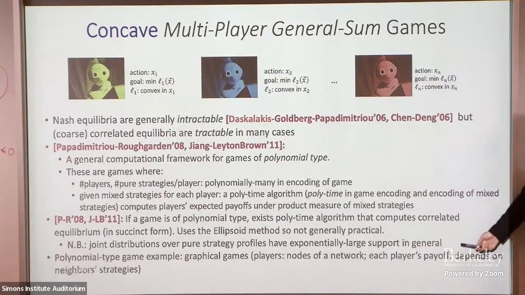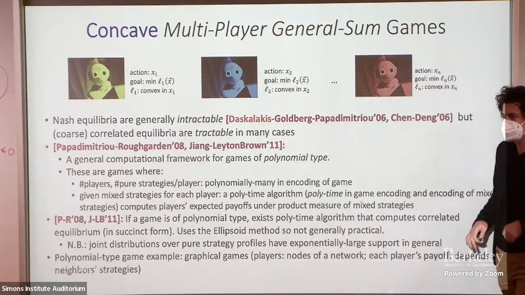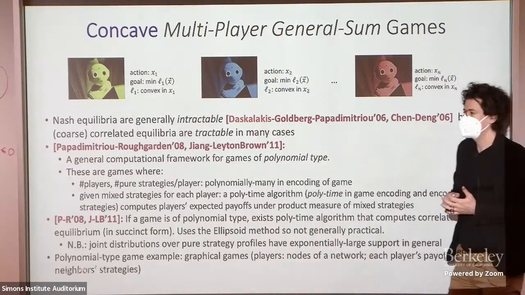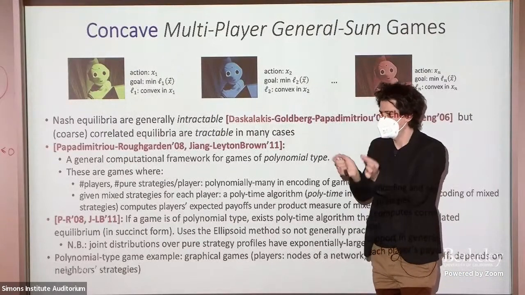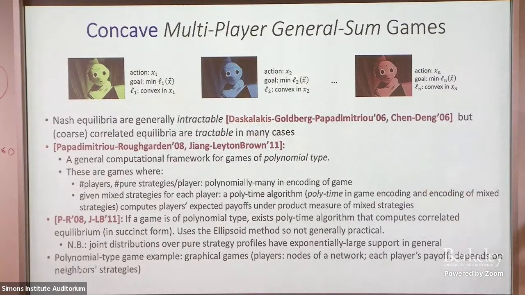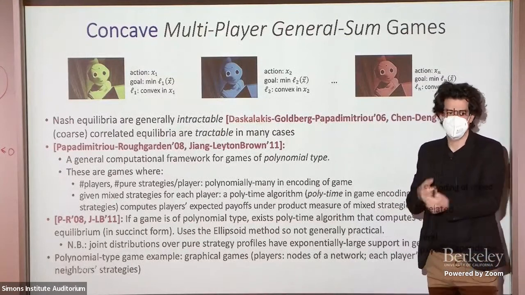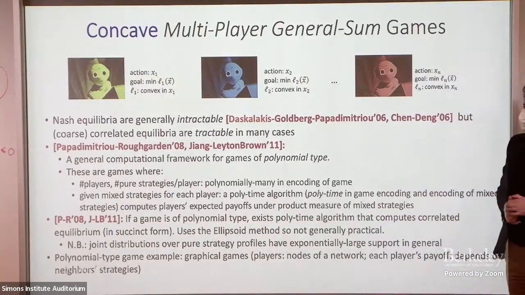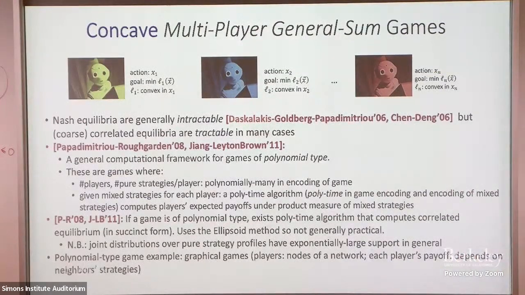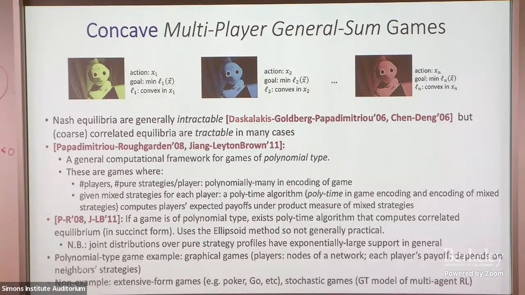Here's an example of games that are of polynomial type. These are graphical games, where players are nodes of a network, say a sparse network, and a player's utility depends only on the strategies of the players that he interacts with. So the number of players is as many as the number of nodes in the network. Every node has a finite number of deterministic strategies, and you can easily compute expected utilities for a product measure of strategies. So that's a good example of these polynomial type games.